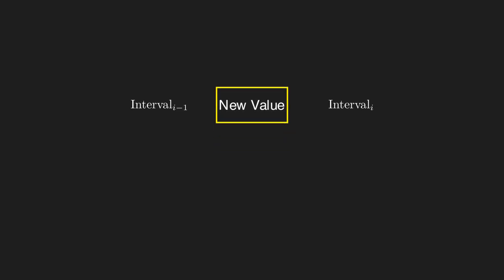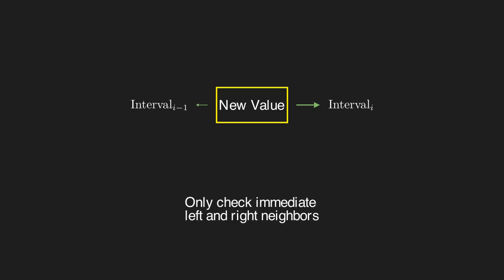Let us deeply analyze this insertion index i. This index precisely indicates that the new value falls between the existing interval at index i-1 and the interval at index i. Consequently, the new value can only possibly merge with its immediate left neighbor, or its immediate right neighbor. We do not need to scan the entire list, only these two adjacent candidates.